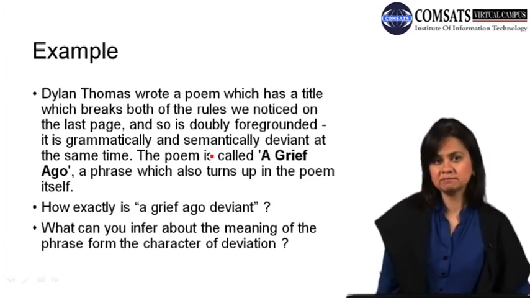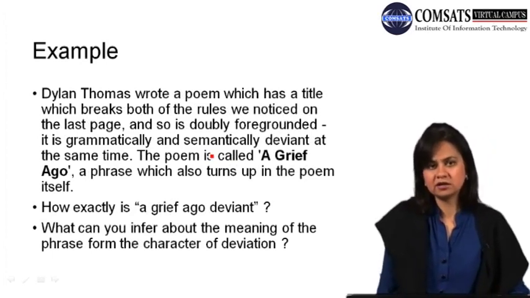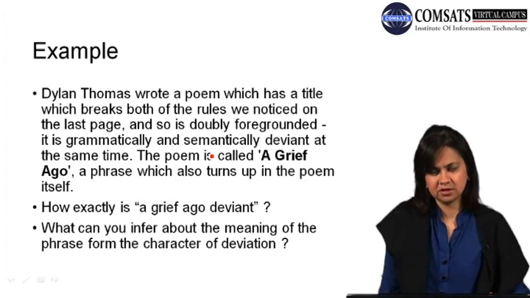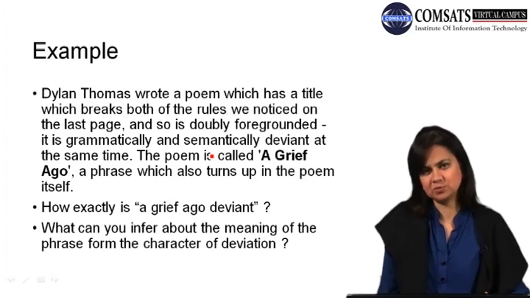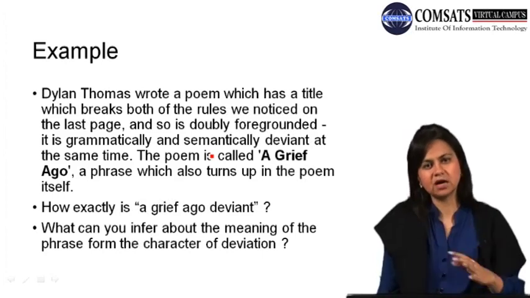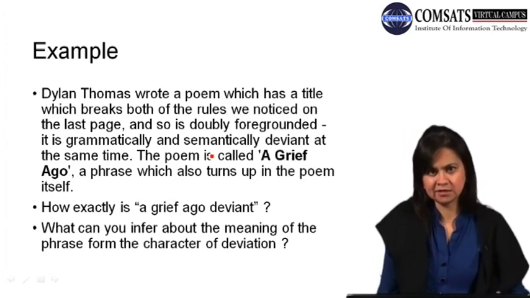Now, understanding of deviation would become more clear if we analyze an example of deviation, and I have chosen a very obvious one for you that we have been discussing in the concept of foregrounding as well. That is Dylan Thomas's poem, the very title of the poem, that is A Grief Ago. Now, this phrase has been used in the poem as well, and it is what encompasses the very idea of the whole poem, and this becomes the title of the poem as well.